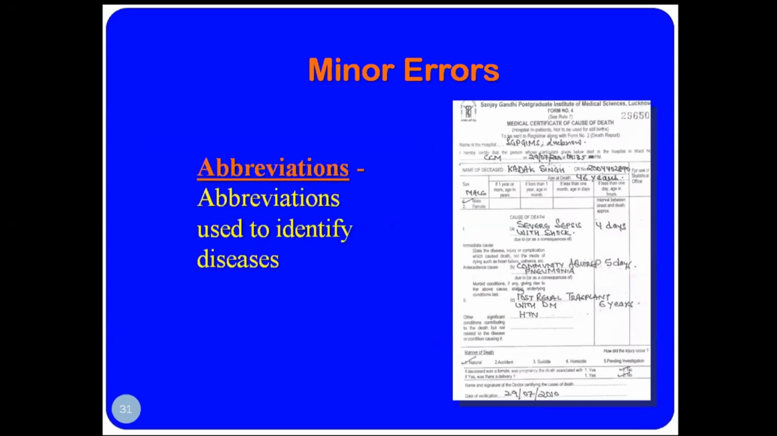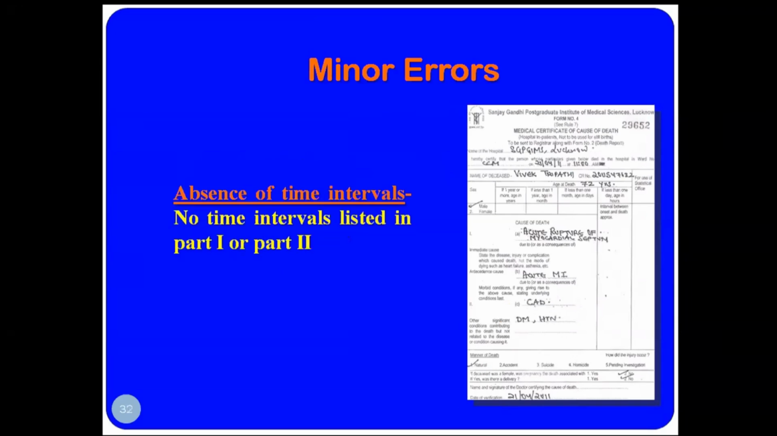Then minor errors. DM. We believe that everybody knows the full form of DM. We believe that HTN means hypertension, that renal transplant is RTX, that the patient with multi-organ failure is MOF, and that coronary artery disease is CAD, and everybody knows. Whoever analyzes the death certificate knows that CAD means coronary artery disease. So abbreviations should never be used in the death certificate, though they are taken as minor errors.